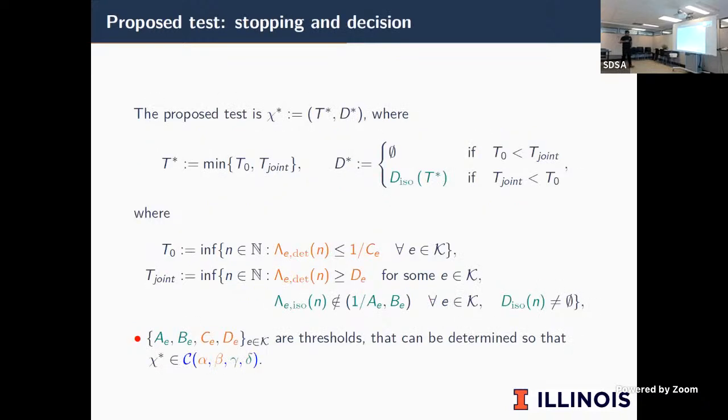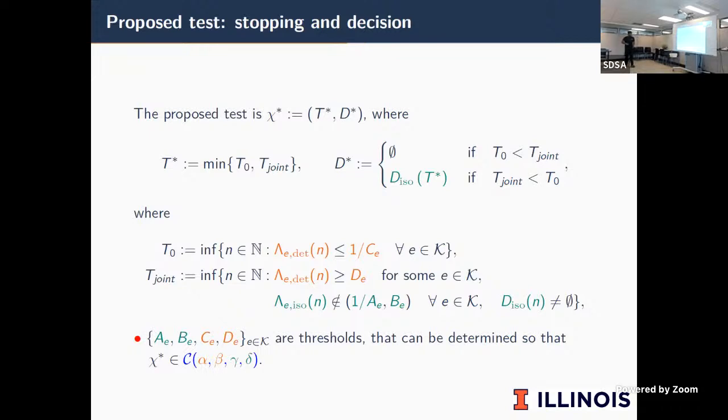And the proposed test will look like this. This is what we propose in our work. It has stopping times T star and D star. Stopping time T star is a combination of two stopping times. It will stop either when all the detection statistics go below a certain threshold, or when at least one detection statistic goes above, and all the isolation statistics are either large or small.